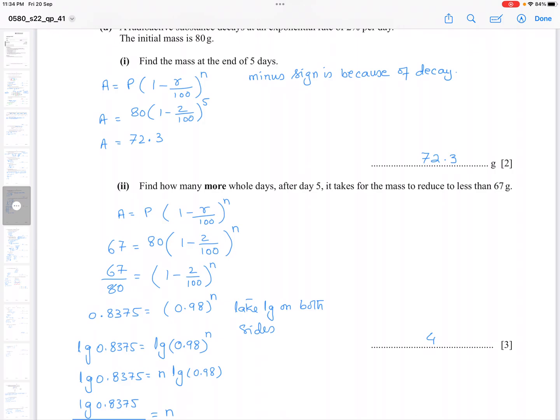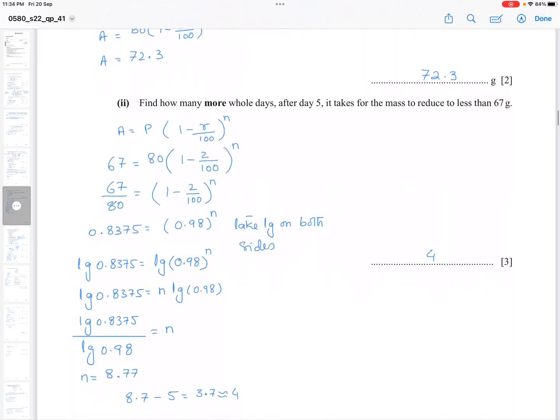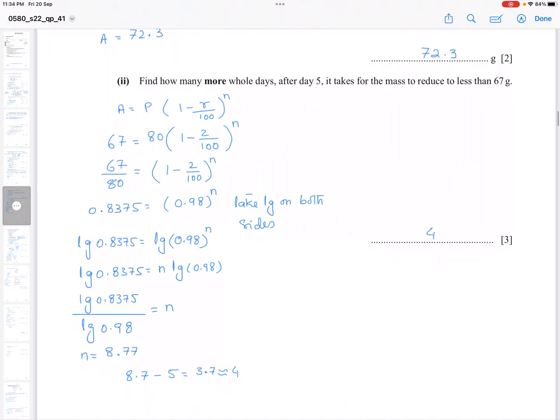67 divided by 80 equals (1 minus 2 over 100) power n. So 0.8375 equals 0.98 power n. So take log on both sides. So log 0.8375 equals log 0.98 power n. So the power comes down. So n log 0.98 equals log 0.8375.